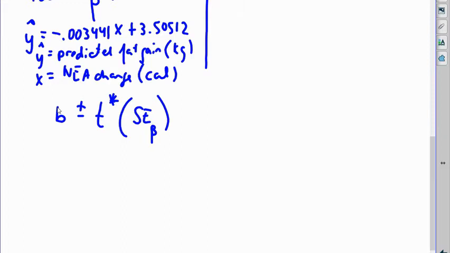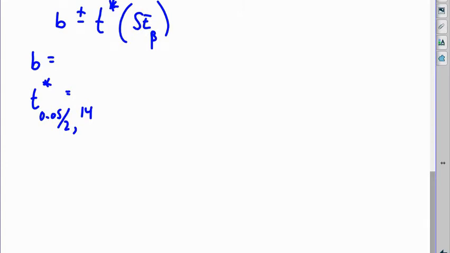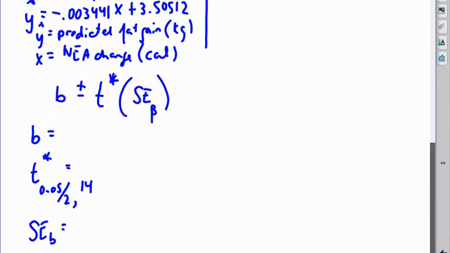I'm going to do those in just a bit. I do know what b is. I will find the critical t for 0.05 divided by 2, comma, 14 degrees of freedom. And I will show all the work for finding that standard error of the slope. But before I do that, I want to write out the information for the test, just so that you have that, and I want to show you how I would do that with the calculator.